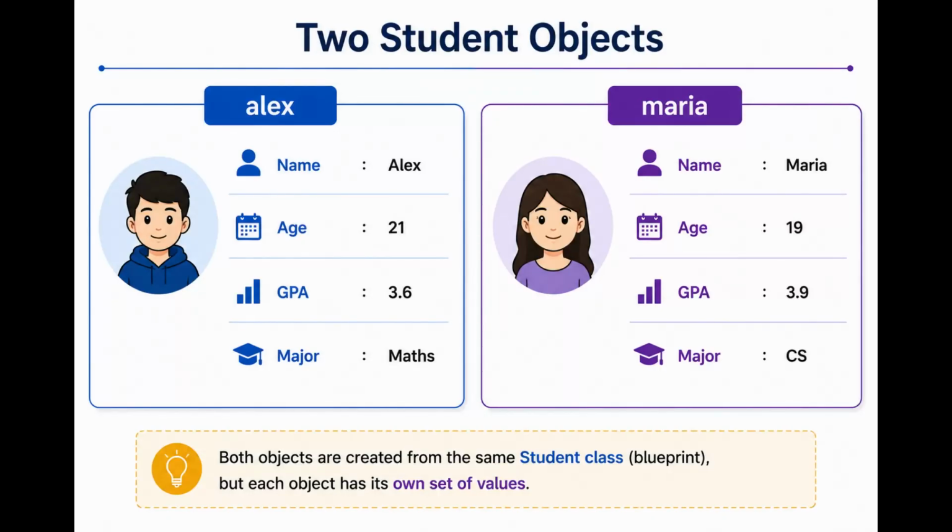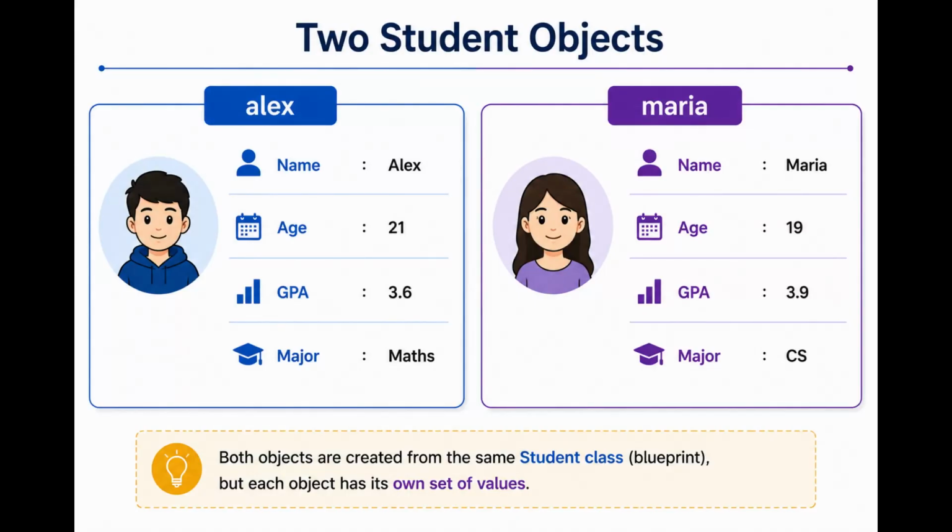Notice something important. Both objects were created from the same blueprint. However, they contain different values. The blueprint is the same. The data stored inside each object is different. At this point, we have two separate Student objects in memory.